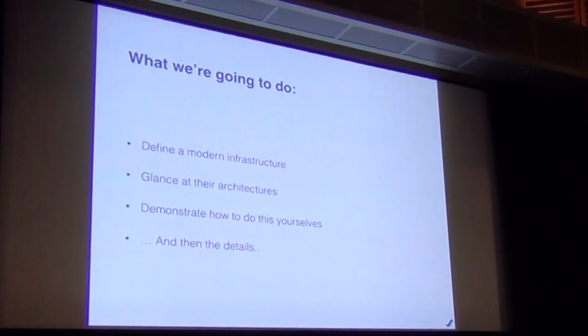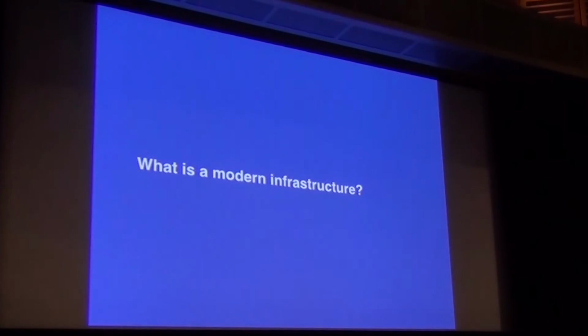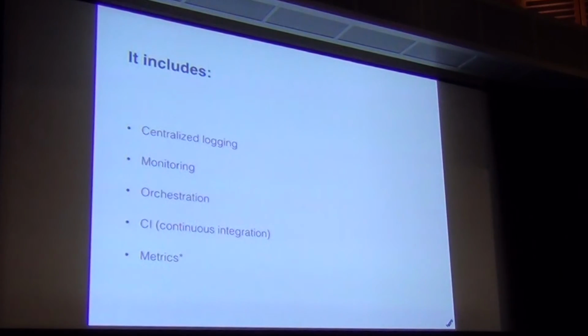So what we're going to do is define what I mean by modern infrastructure, glance at their architectures, demonstrate how to do some of this yourself, and then go into the details. What is it? I like to think it includes centralized logging, monitoring, orchestration, CI, and metrics. Hint, I'm not going to talk about metrics. Graphite is a good option.